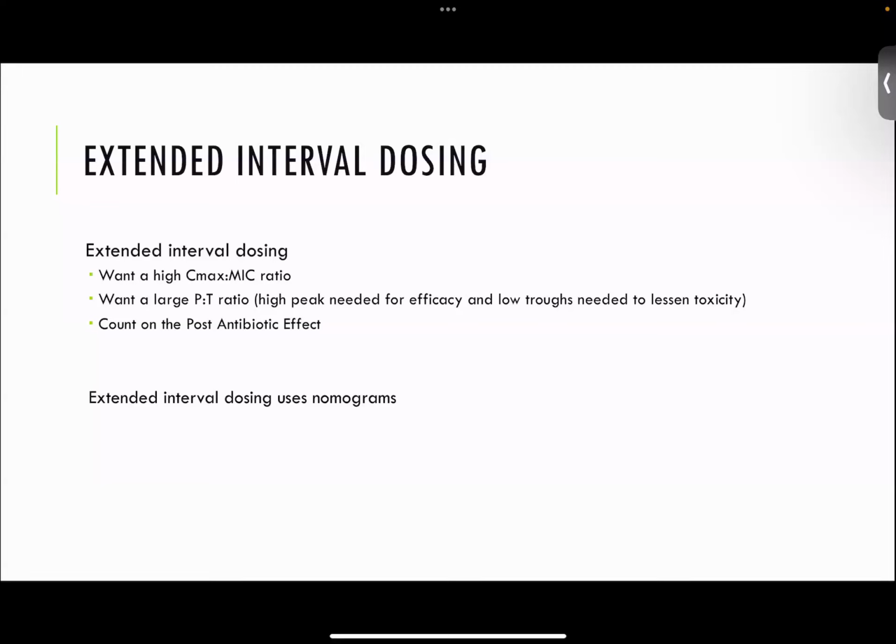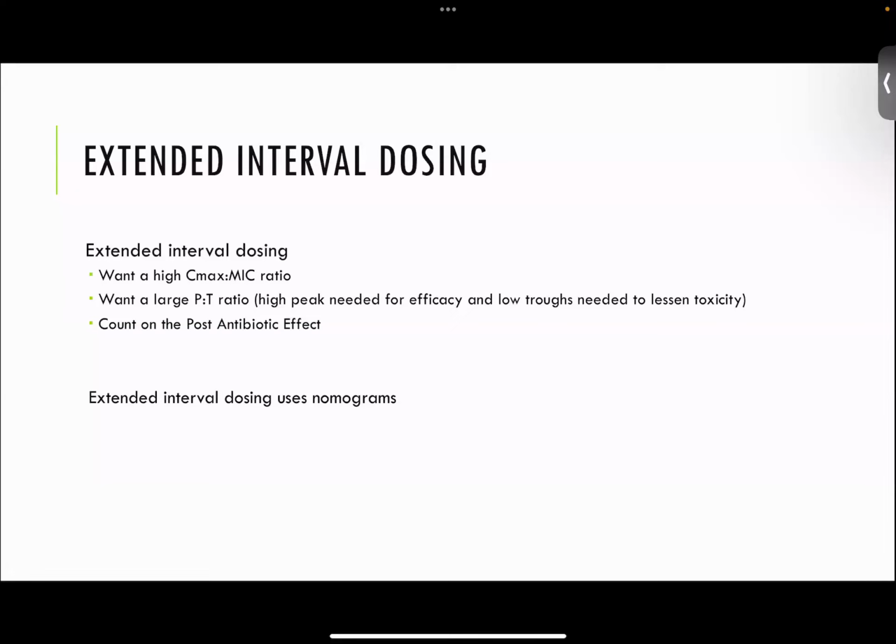So rather than going for more conservative peaks and troughs, we're going for more extreme peaks and troughs. So it's called extended interval dosing. We used to give about 2 milligrams per kilogram. We're now giving 7 milligrams per kilogram. So that shows you the difference in some of the dosing methods.